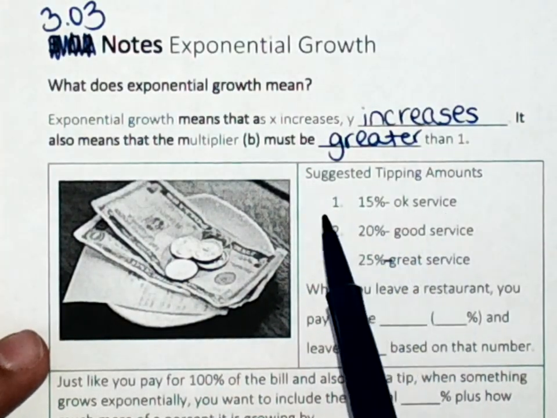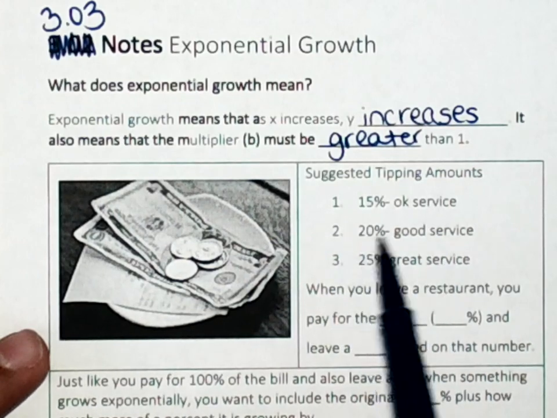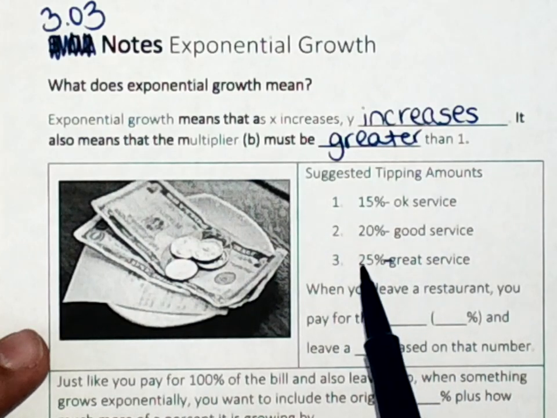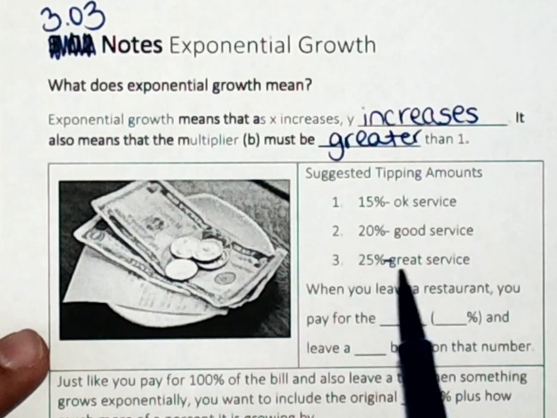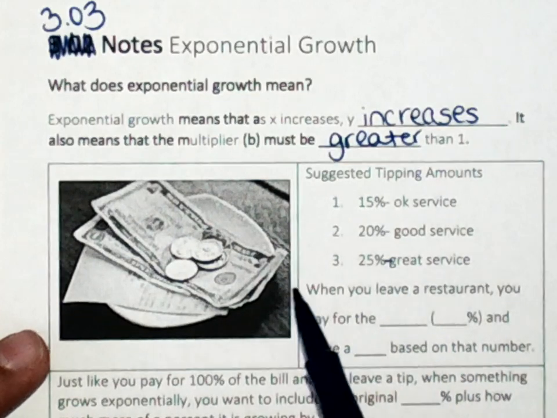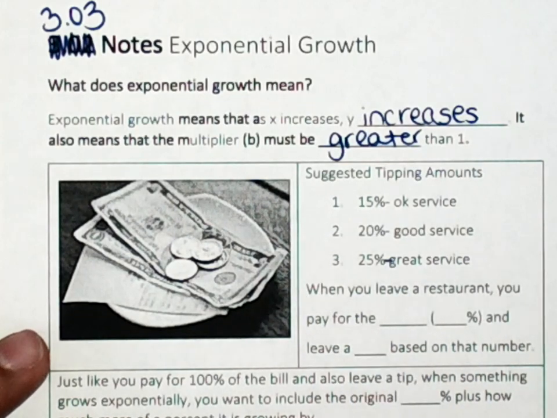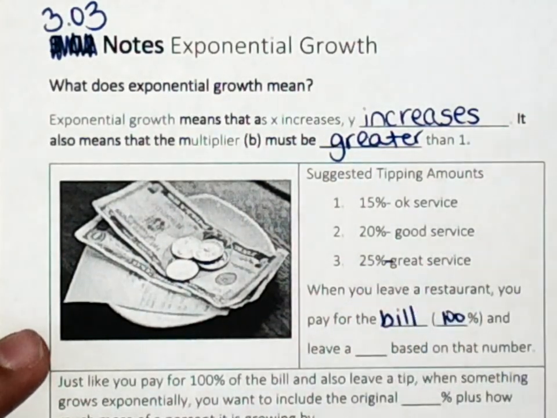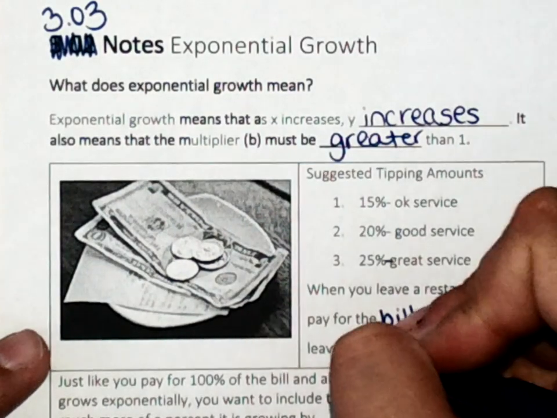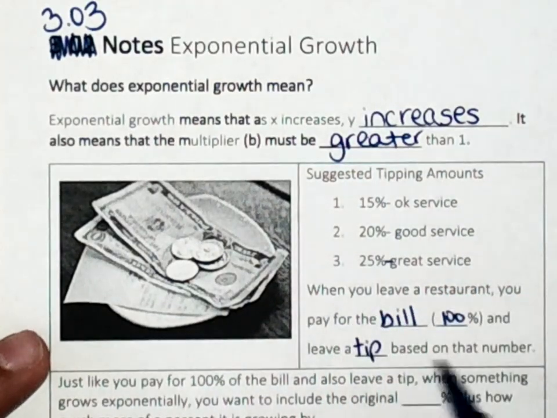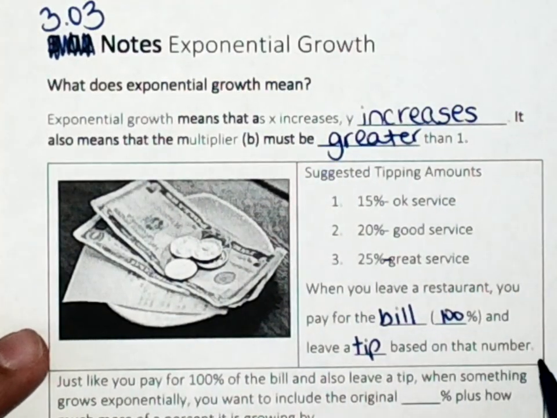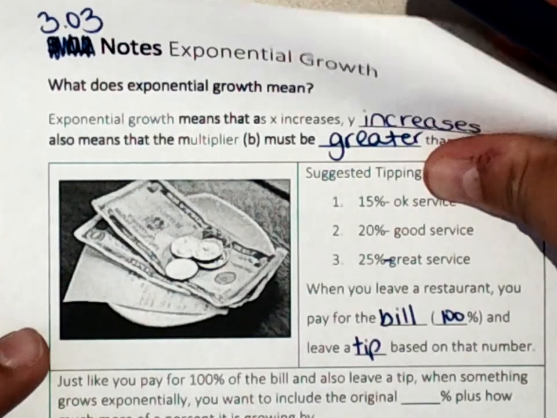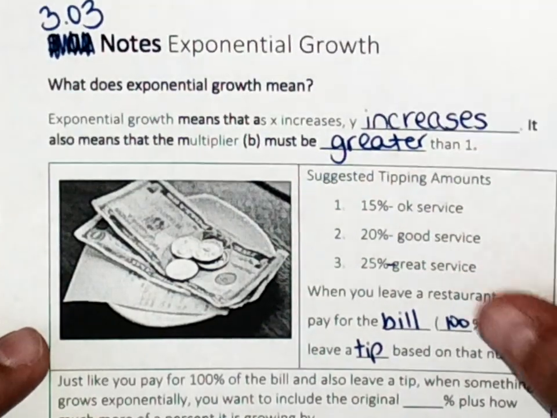15% we typically tip people when the service is okay, 20% when it's good service, and 25% if you're feeling very generous and great service. So when you leave a restaurant, you pay for the bill, and the bill is 100% of your total cost. You get your bill, you pay exactly that. And we typically leave a tip based on that number. So I'm going to show you how we figure out how to find the tip based on the bill.